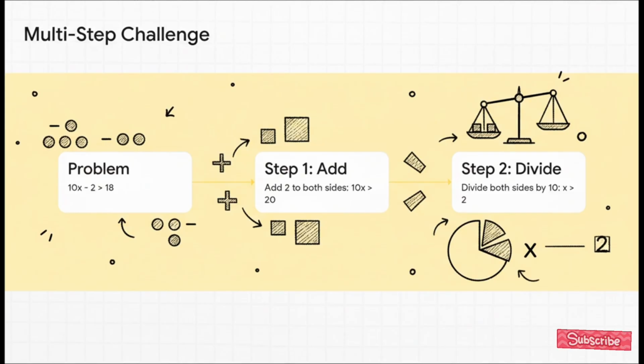This time it's an inequality. 10x minus 2 is greater than 18. No big deal. We just apply the exact same ideas one step at a time. First, let's undo that subtraction. We add 2 to both sides, which gives us 10x is greater than 20. Now, we undo the multiplication by dividing both sides by 10. And boom, there you have it. The answer, x is greater than 2.